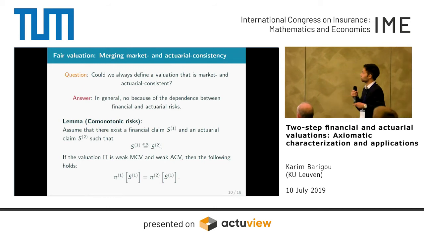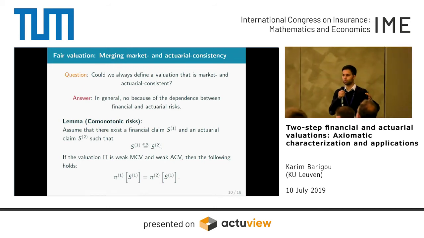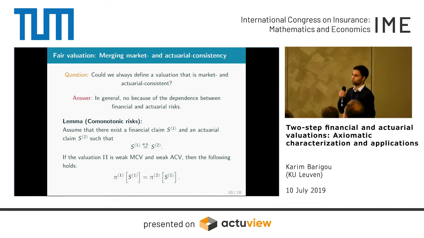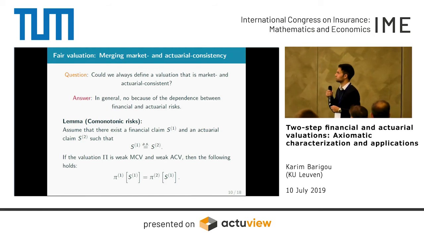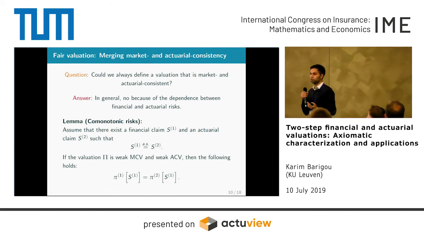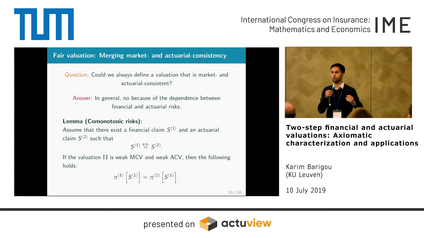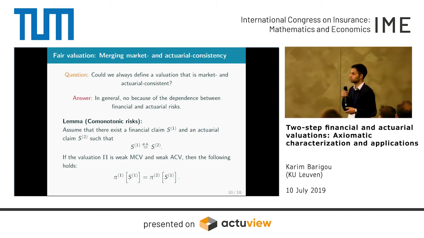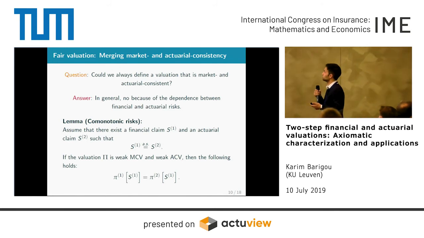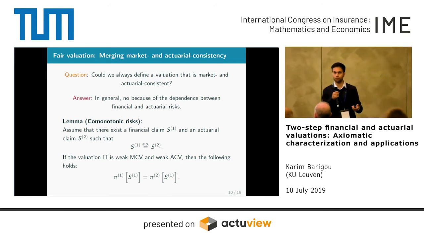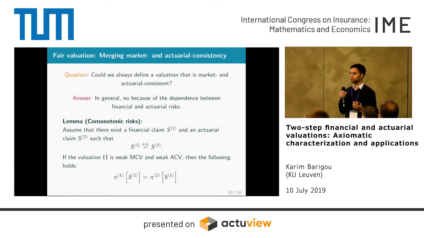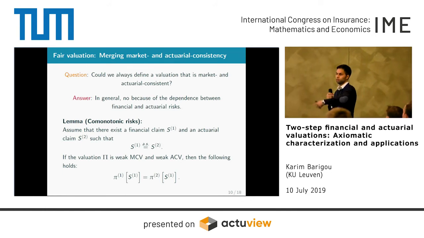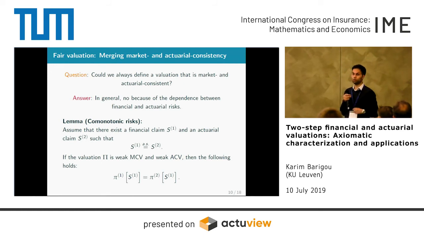So until now, we have considered two notions: a valuation that is market consistent, and a valuation that is actuarial consistent. A natural question is, could we define a valuation that is both market consistent and actuarial consistent? In general, it's not possible, because you have this dependence between financial and actuarial risk. If you consider, for instance, a risk, you should decide either you follow the information given by the market prices on the one hand, or the actuarial information.